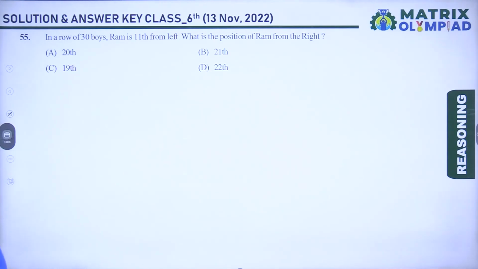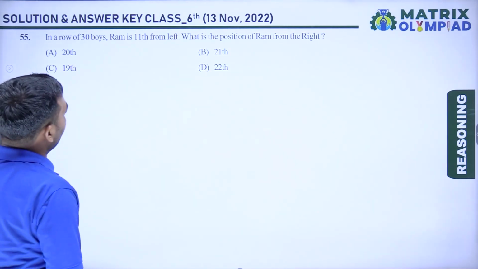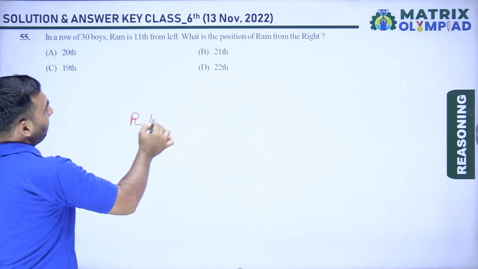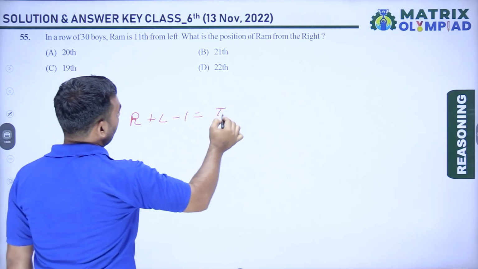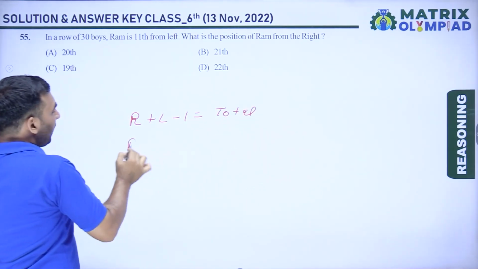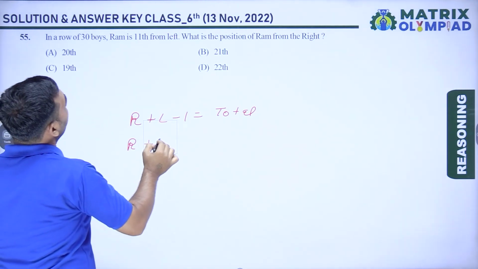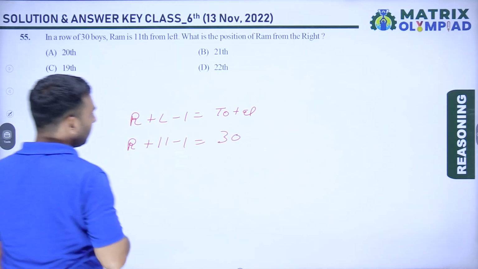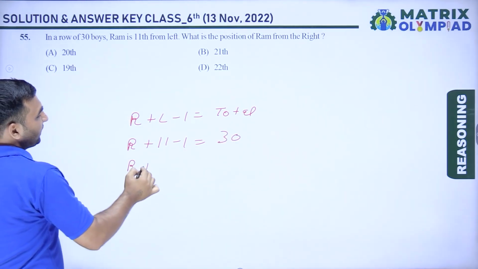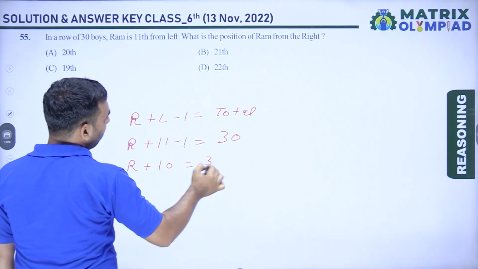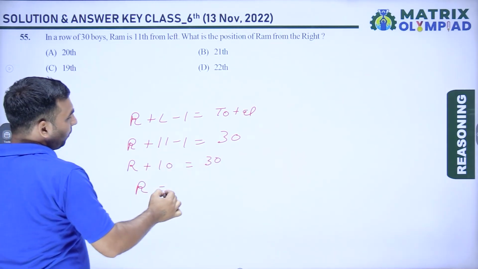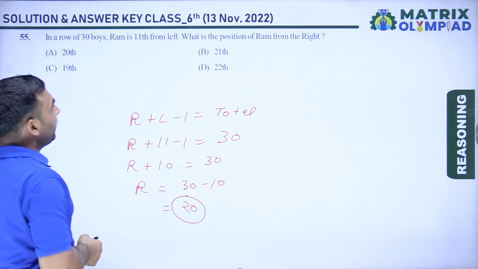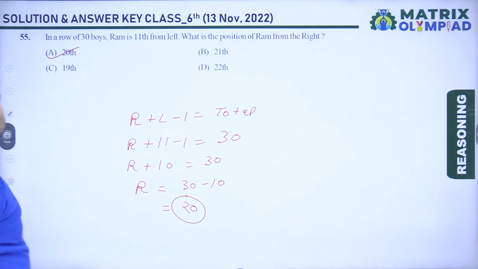Next question is, in a row of 30 boys, Ram is 11th from left. What is the position of Ram from right? As you know the formula, right plus left minus 1 is equal to total. We have to find the value of right. Left is given as 11th, minus 1. Number of total boys is given as 30. Right plus 11 minus 1, that is 10, is equal to 30. If we find the value of right, 30 minus 10 is equal to 20. Our answer is 20. Option A is the correct answer.